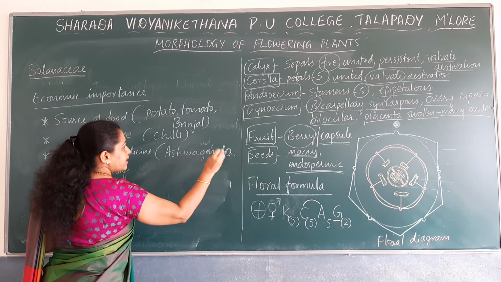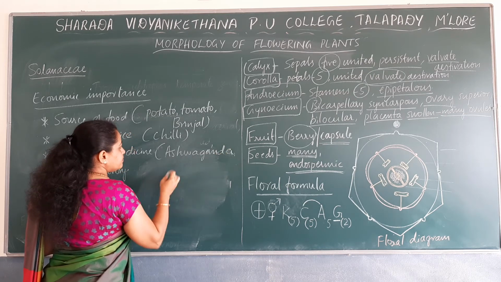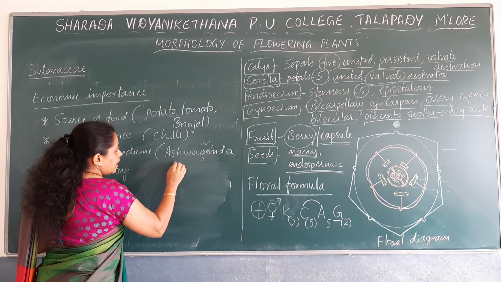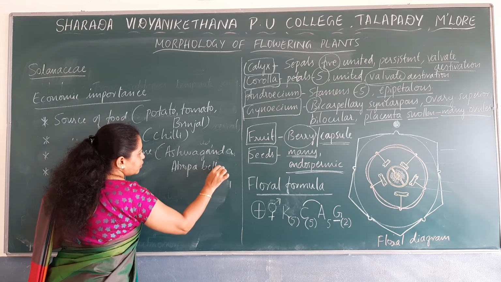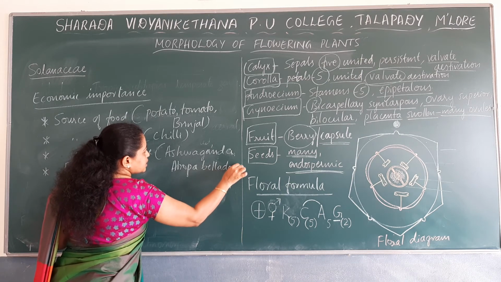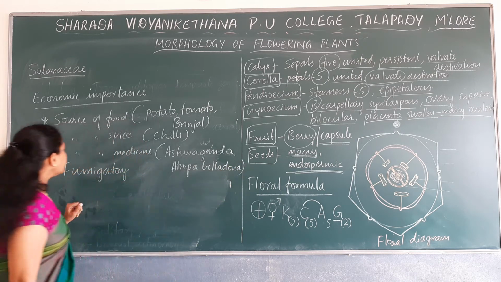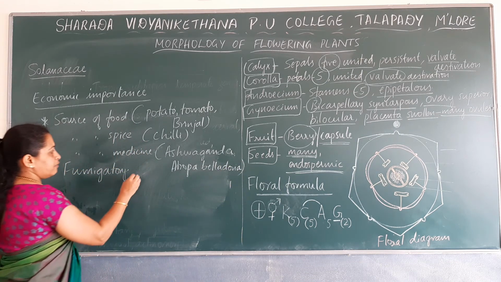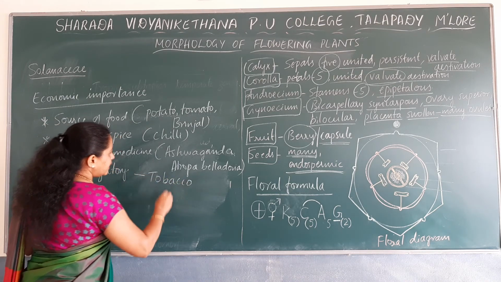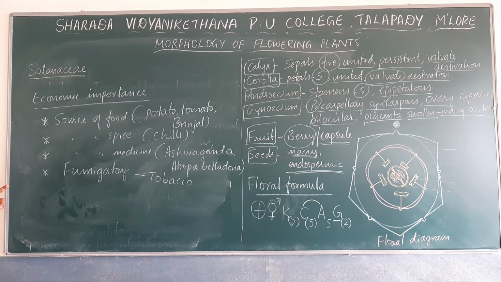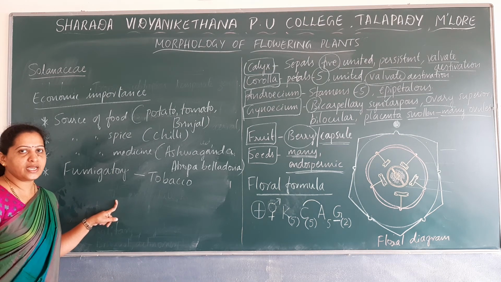And there are plants named Atropa belladonna. So it is a source of medicine. Then fumigatory plant, for example tobacco. Tobacco plant is included under this family Solanaceae. So tobacco is a fumigatory plant.